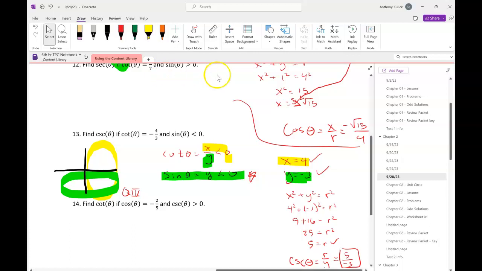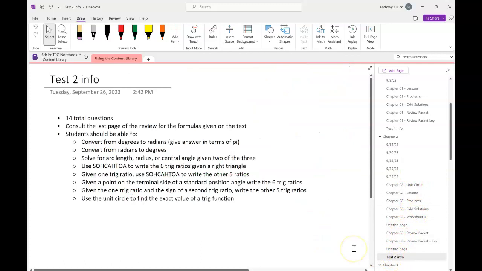Okay. So today's the review day. I want to talk a little bit about the test 2 format, the kinds of things you should expect to be able to do. So test 2 is 14 questions.